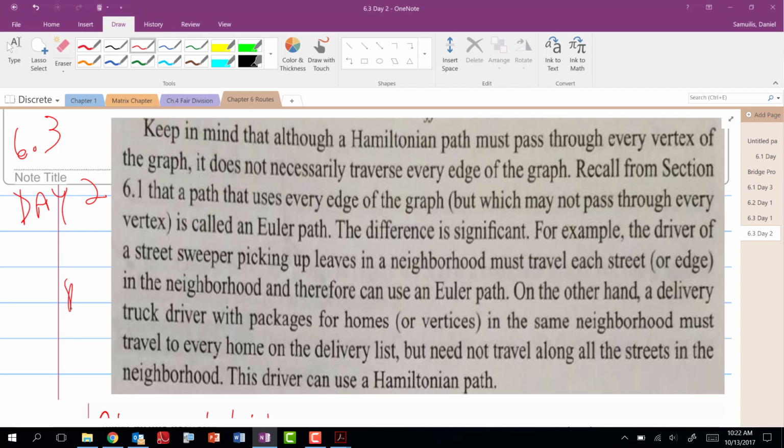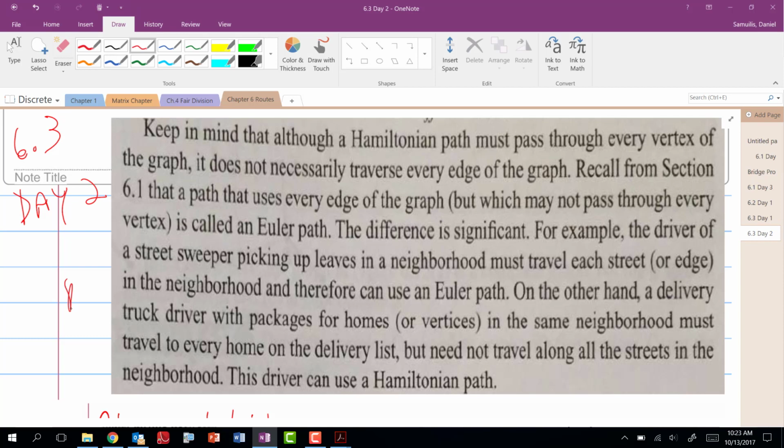For example, this is a new one. The driver of a street sweeper picking up leaves, what would they have to do? Would they have to visit every house or hit every street? They'd have to hit every street. So they are concerned with an Euler path, all right, because every street must be swept, so they must hit every edge.